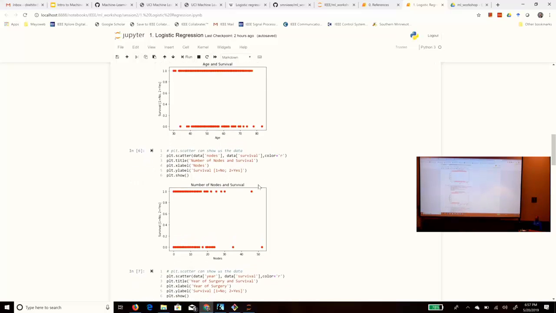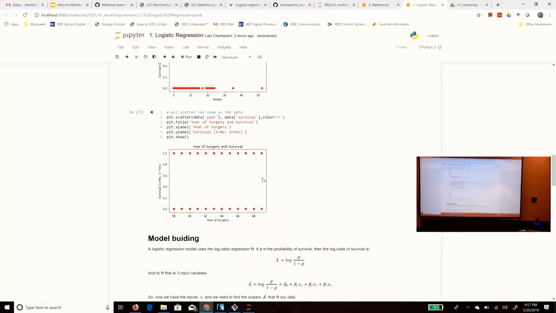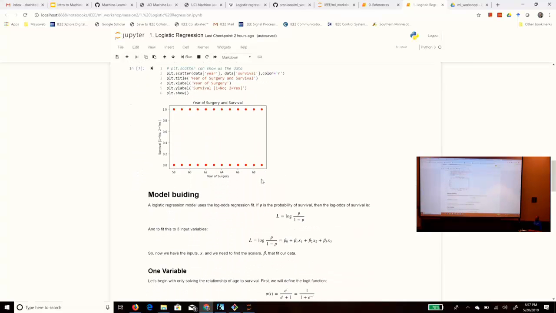If you take a look at any of these three single variable comparisons, none of them do a good job predicting. That's the whole problem that we have here. We don't have this step.